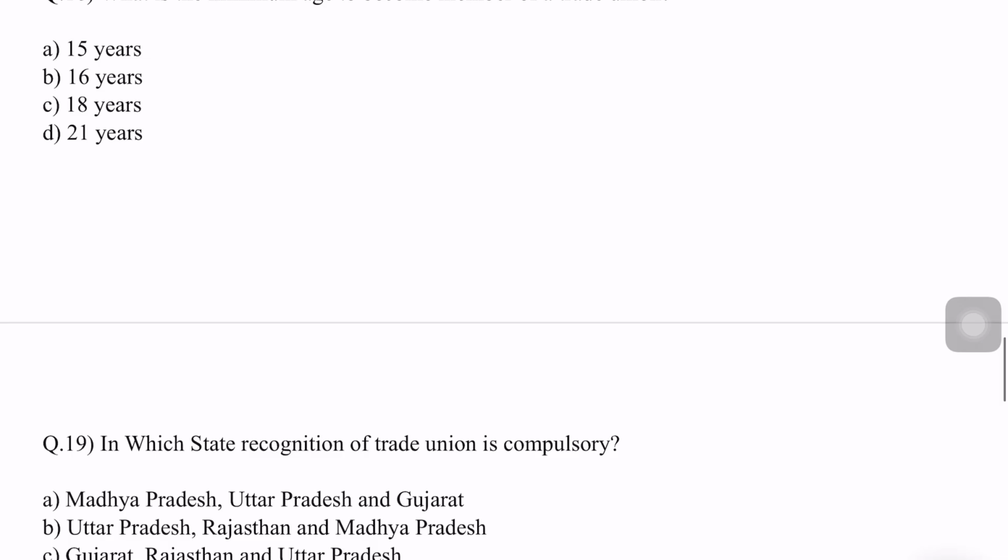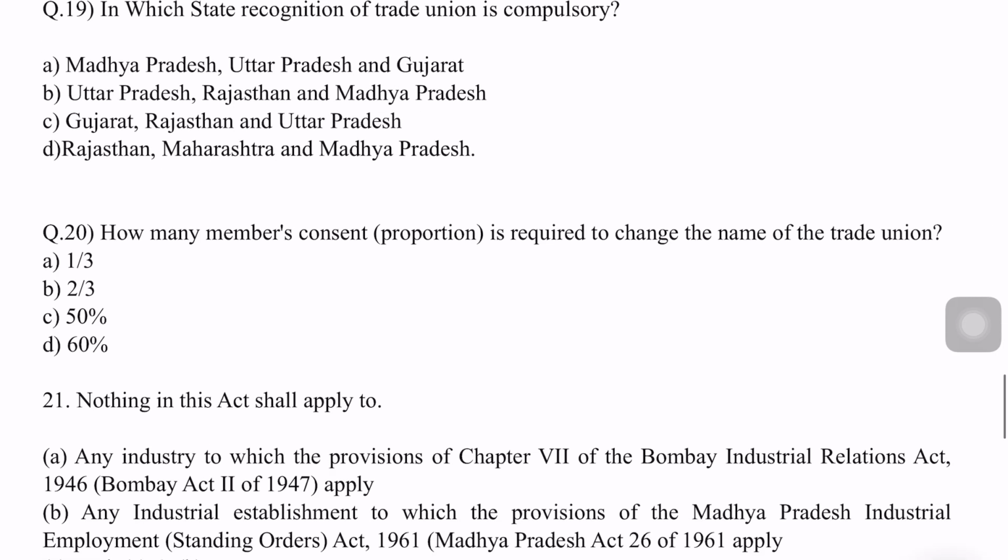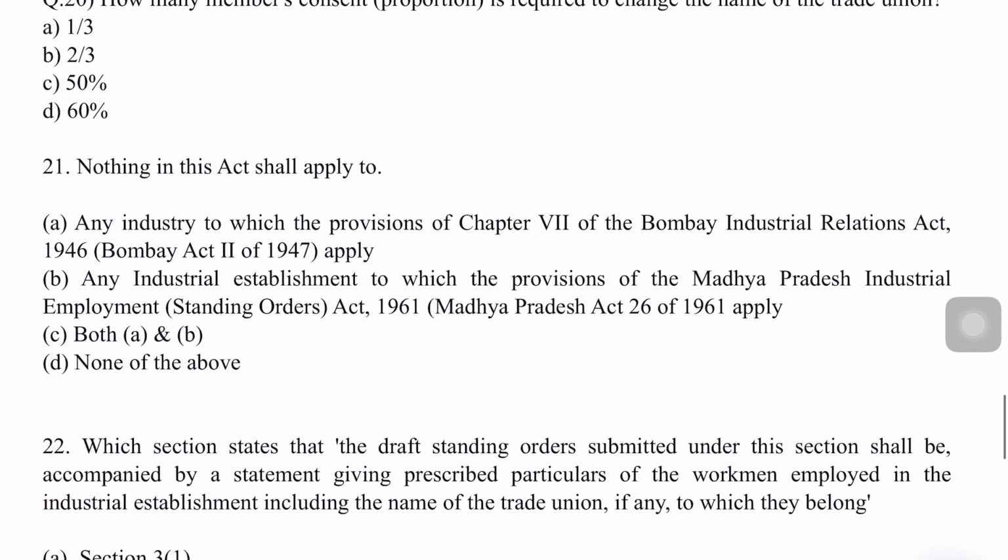Next question, in which state recognition of trade union is compulsory? It is compulsory in Gujarat, Rajasthan and Uttar Pradesh. Option C. Next, how many members' consent is required to change the name of trade union? This is in proportions. So the answer would be 1/3.